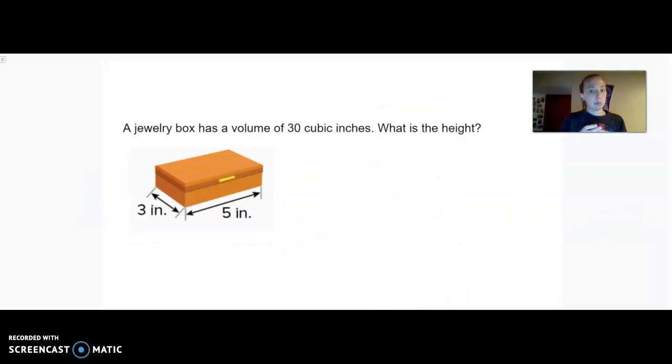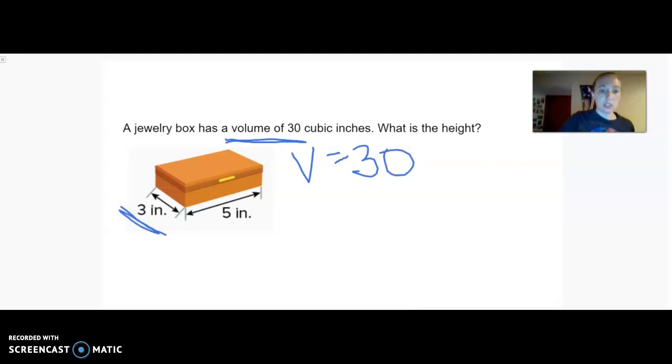All right, similar one here. A jewelry box has a volume of 30 cubic inches. What's the height? See if you can figure it out, and then I'll go over it. Did you get it? All right. I know what the volume is. It's 30. That's what I know. I know the width is 3. The length is 5. I'm missing the height.